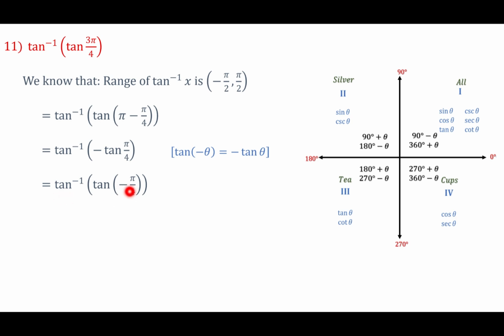Now this negative pi by 4 is negative 45, which is in this range. So tan inverse and tan can be dropped. And the final answer is negative pi by 4, which is in the range of tan inverse x. Check. Negative pi by 4 is negative 45, which is in this range.